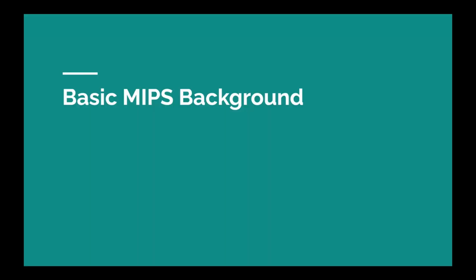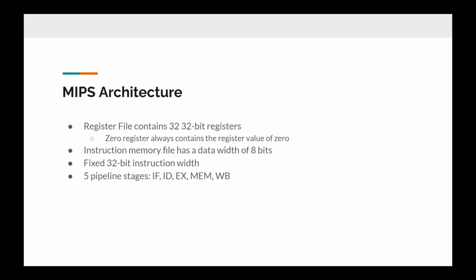Now we'll go into the basic background about MIPS. So the MIPS architecture has a register file that contains 32 32-bit register values, and the 0th register of the register module always contains the value of 0. The instruction memory has a data width of 8 bits, and the instructions are a fixed 32-bit instruction width.